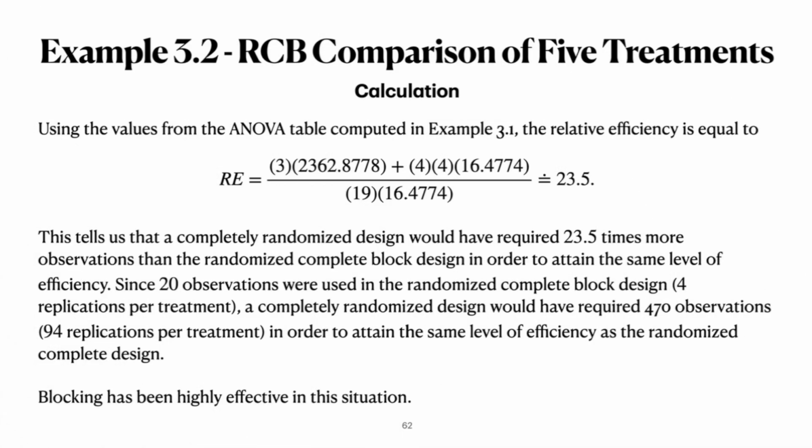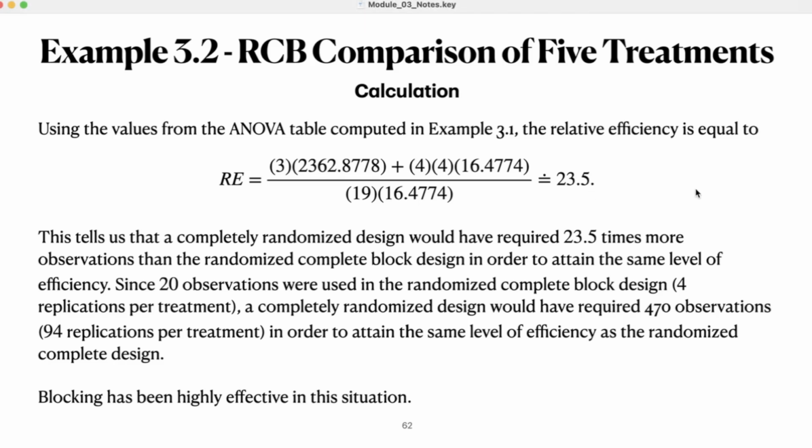So using the values from the ANOVA table that we constructed in example 3.1, the relative efficiency is given by this formula here. So the relative efficiency is 3 times MSR, plus R times (T minus 1), so 4 times, since T was 5, 1 less than that is 4, times the MSE, all over the total number of degrees of freedom, which is 19, T times R minus 1, times MSE. And so when we calculate this, we get a value that's approximately 23.5.